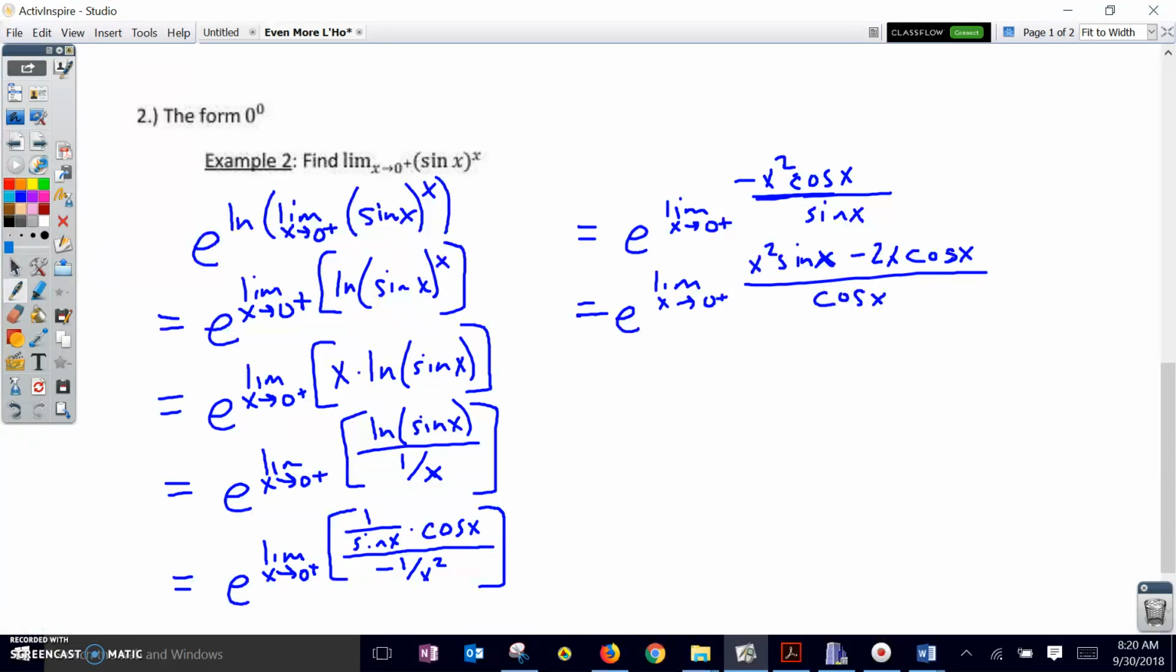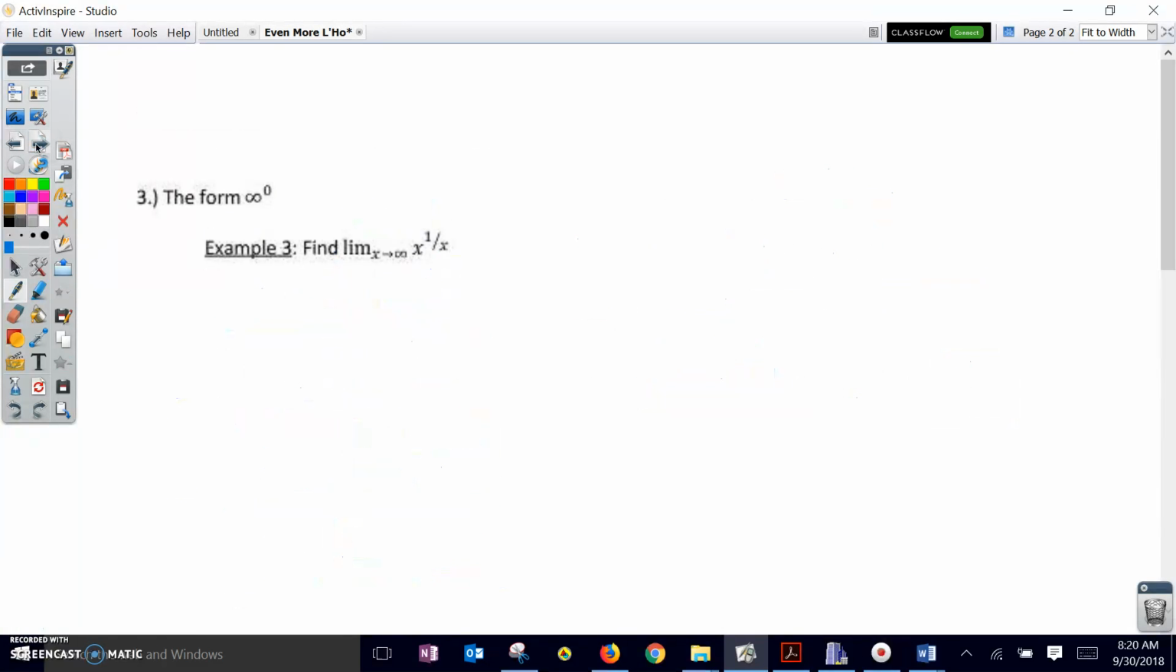And as x goes to 0, this is going to be e to the 0 minus 0 all over 1. So it becomes e to the 0, which is 1. And so that's the limit of our original expression. It's 1. One more. The form infinity to the 0, and that's what we have here. We have something going to infinity being raised to something approaching the 0 power.